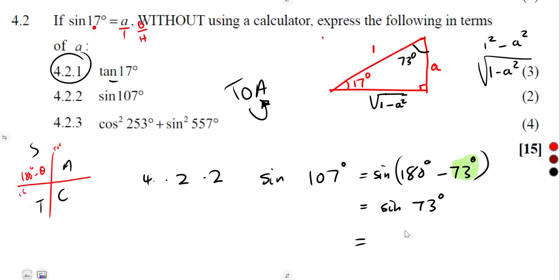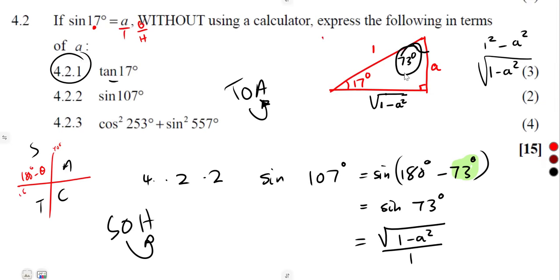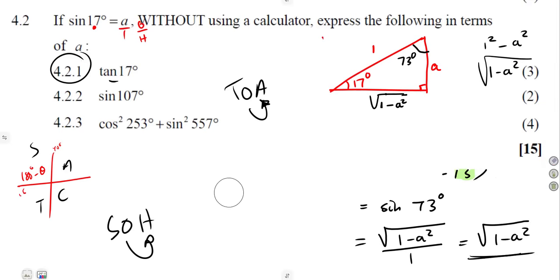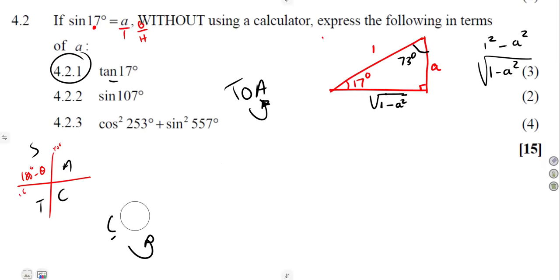So the remaining angle is 73 degrees. So the sine can be obtained because sine is opposite over hypotenuse from our SOH CAH TOA. Our opposite is the square root of 1 minus A squared, over the hypotenuse, which is 1, according to 73 degrees. The opposite is the side facing the angle. As we are dividing by 1, guys, it just remains as it is. All right, so that is the sine of 107. It was going to end up like that. All right, let us move on.